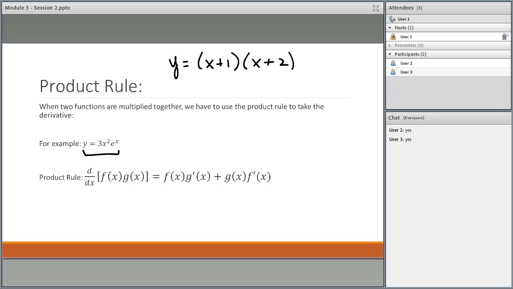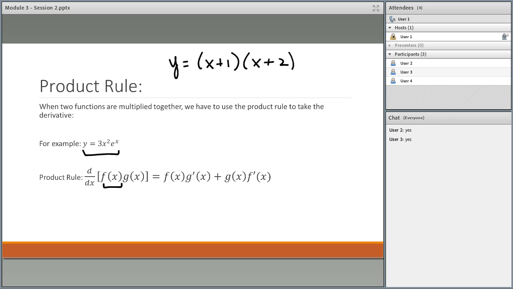But in cases like this, where we have 3x squared e to the x, those two functions, there's really nothing else we can do to simplify. There's no distributing. This is as simplified as it gets. So we have two distinct functions multiplied together, so we can use the product rule. And the product rule is not saying take the derivative of each function. It's a little bit more complex than that.